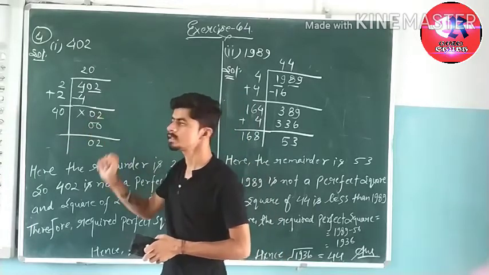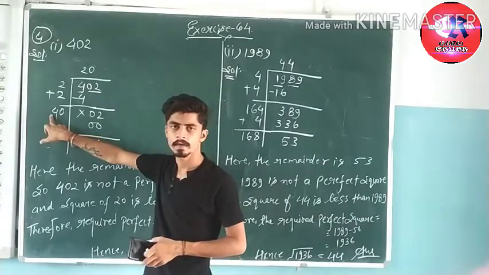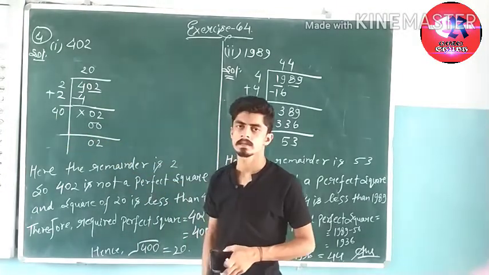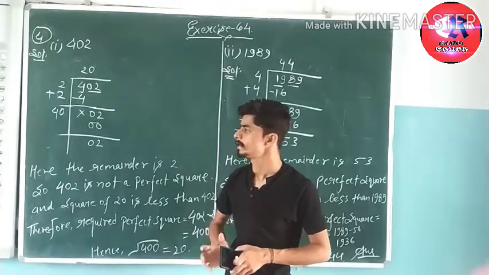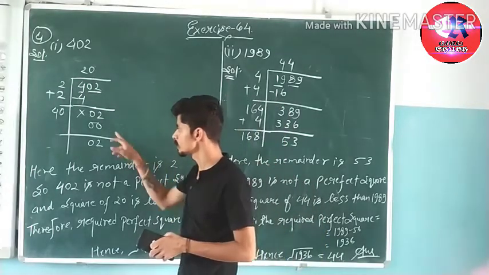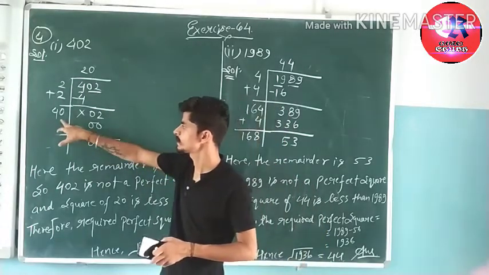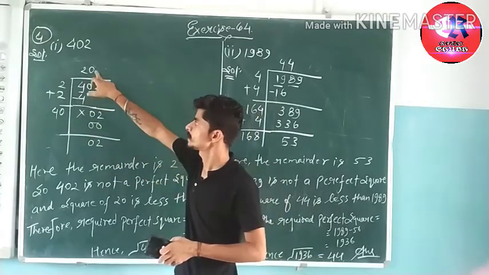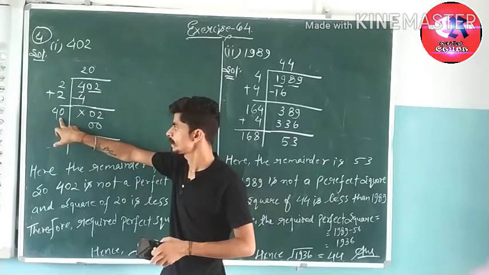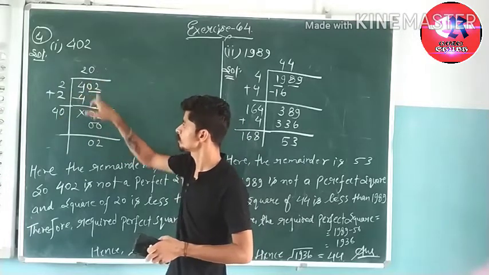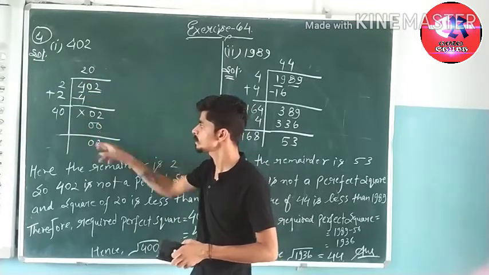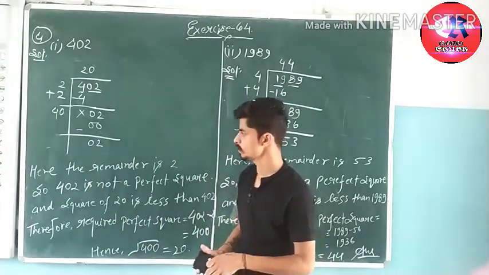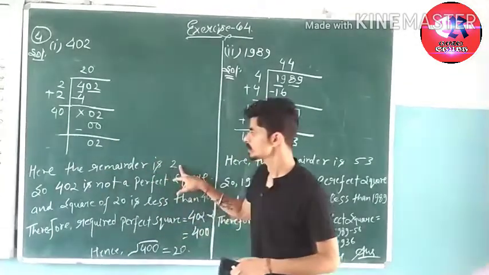Now 02 is less than the number we already have on the left, which is 4, so no division is possible. Division is not possible because 4 is greater than 02. So the division will be counted 0 times. So 0 we have to take here, and 40 into 0 becomes 0, and 2 minus 0 becomes 02. The remainder is 2. Here the remainder is 2.